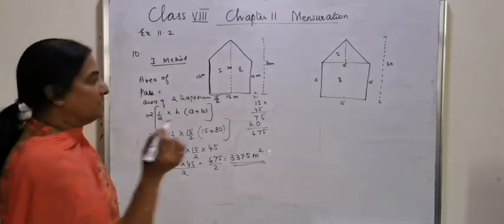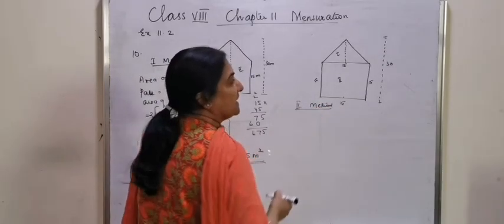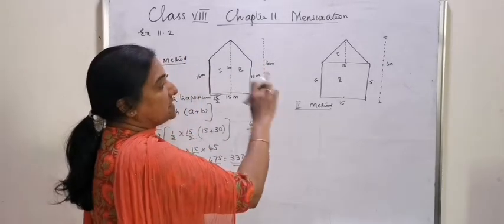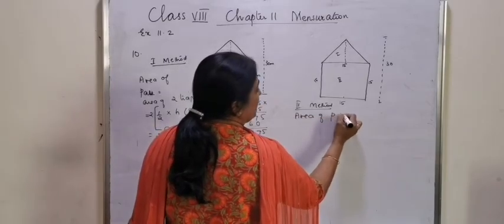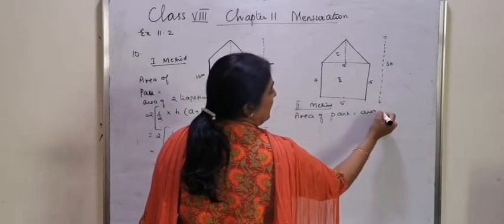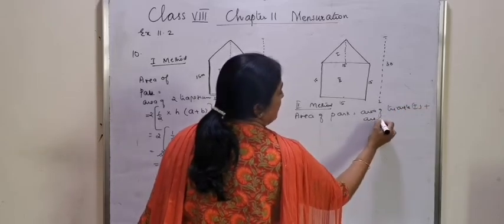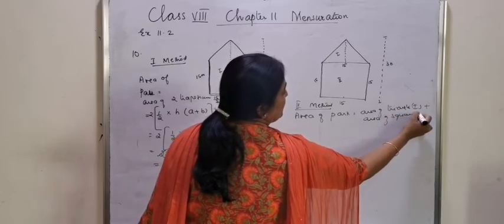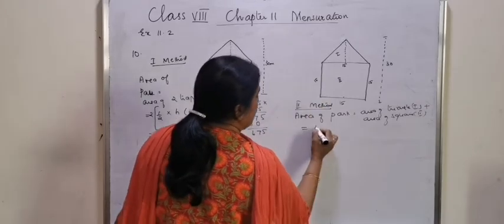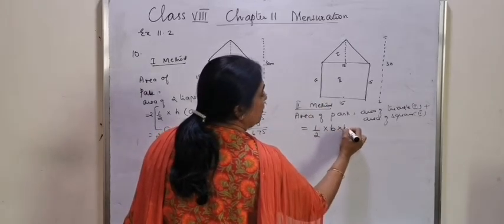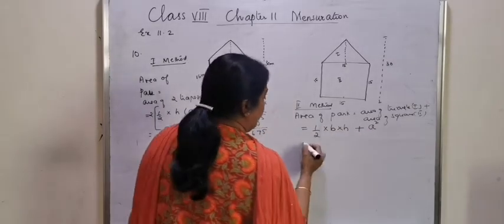Let's see by the second method. By the second method, it can be taken as area of a triangle plus area of a square. Area of park is equal to area of triangle 1 plus area of square, which is marked as 2, which is equal to area of triangle, half into base into altitude, plus area of a square, which is a square.